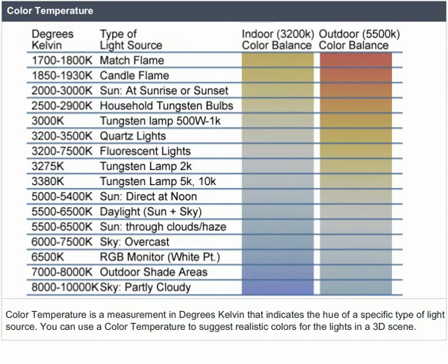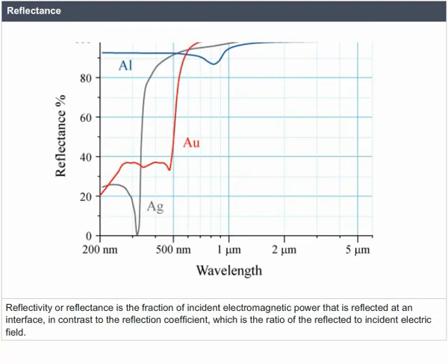Color temperature is a measurement in degrees Kelvin that indicates the hue of a specific type of light source. You can use a color temperature to suggest realistic colors for the lights in a 3D scene. Reflectance. Reflectivity or reflectance is a fraction of incident electromagnetic power that is reflected at an interface, in contrast to the reflection coefficient, which is the ratio of the reflected to incident electric field.